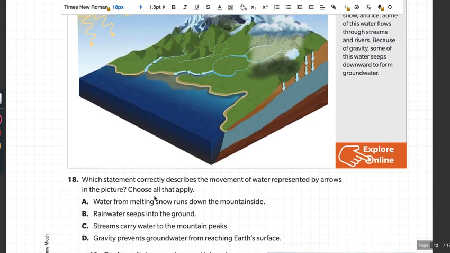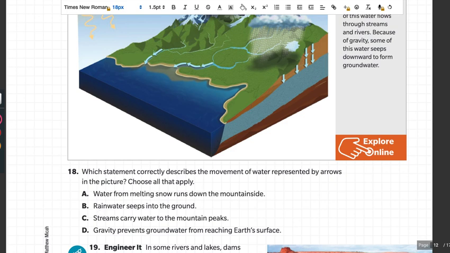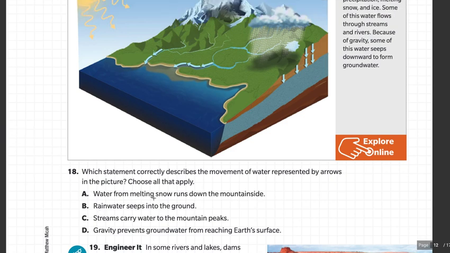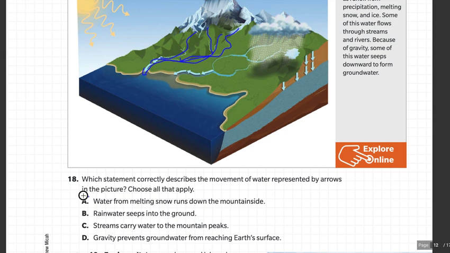Which statement correctly describes the movement of water represented by arrows in the picture? Choose all that apply. We have water melting snow. Yes, this snow melting would be these rivers going down. That's what would cause the rivers. If you're ever in Tahoe, where are all those rivers coming from in the middle of summer? It's not raining, they're coming from the snow melting. So there you go. Rainwater seeps into the ground. That's right here.